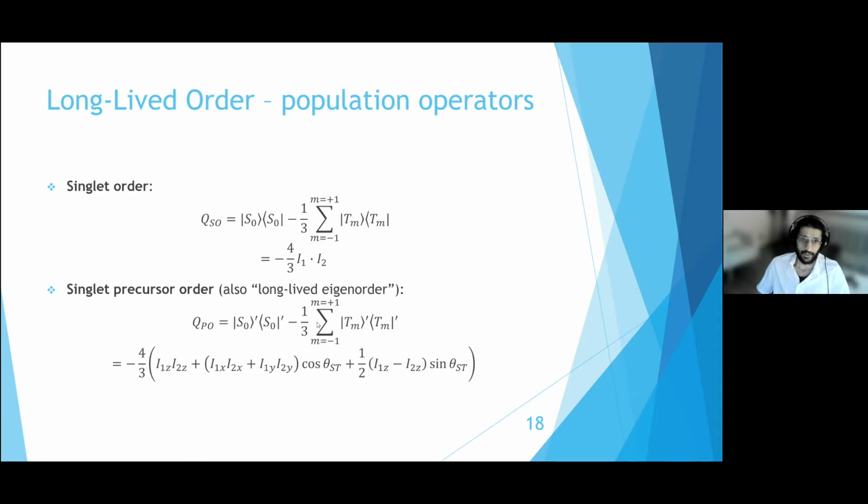And here we can also define another operator. So we talked about singlet order. And there's this thing called singlet precursor order. It's been given a lot of names, unfortunately. It's been called quasi-singlet order, a name I don't like. It's also been called long-lived eigenorder, to reflect the fact that this operator, which in general is different from singlet order, can also have long-lived properties. So it ends up looking like this. And you will see that unlike singlet order, it's not constant in the Cartesian product operator space. It's a function of the singlet triplet mixing angle, which may change in experiments. However, when it comes to the population space or the density matrix view, it looks completely analogous. And this has implications for the experiments we're going to do.